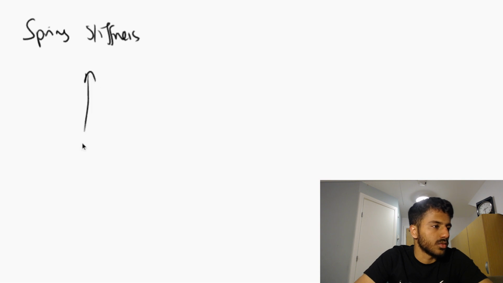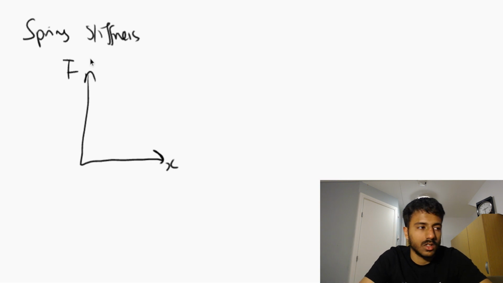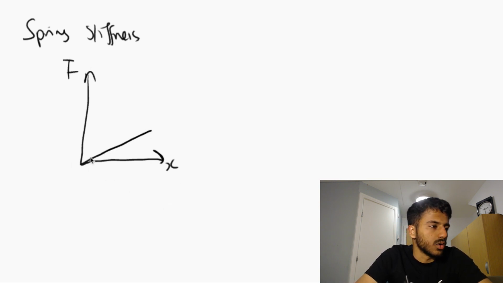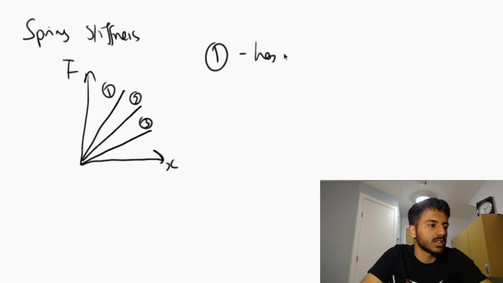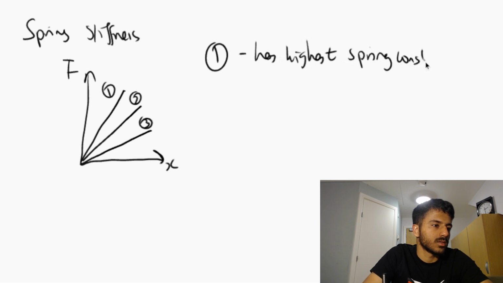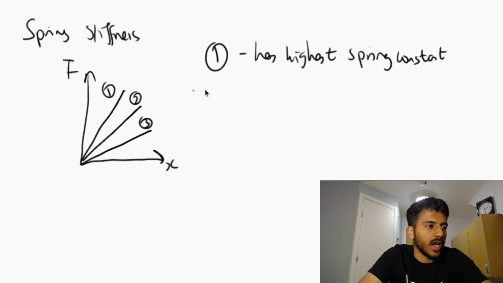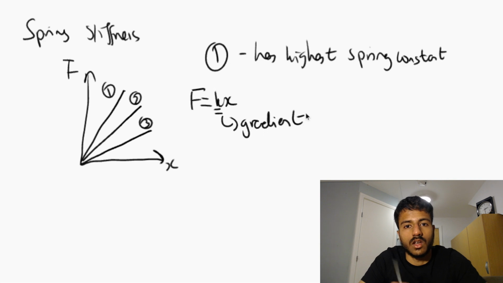And let's say I had a lot of force versus extension graphs for several different wires. And let's say they all look something like this. This is wire 1, wire 2, wire 3. Here, wire 1 has the highest spring constant. And that's because you know that F is equal to kx, and in this case, k is your gradient, and wire number 1 has the largest gradient, so it must have the highest spring constant.